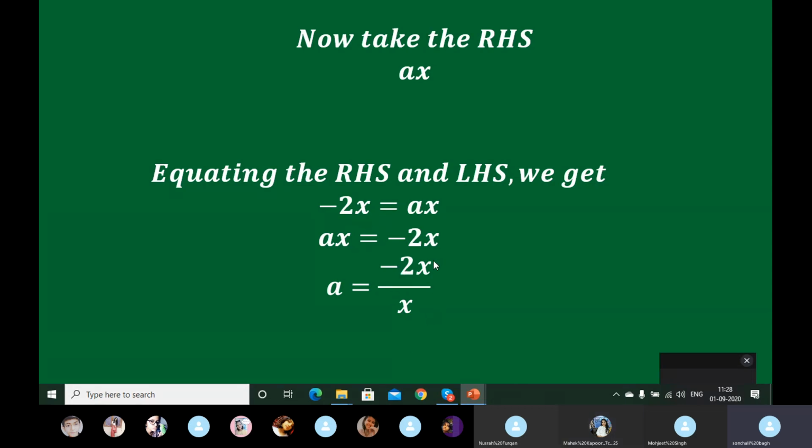So now you will use the exponent law. Minus 2x, the power of x is 1 and the power of x is 1 again. 1 minus 1 is 0. So x to the power 0 is 1. Am I right or wrong? Right. So am I right in writing this? a equals minus 2. Yes, ma'am. So this was the concept.